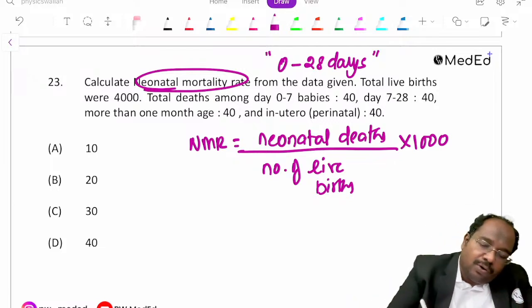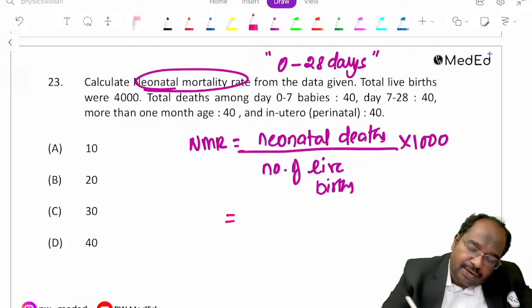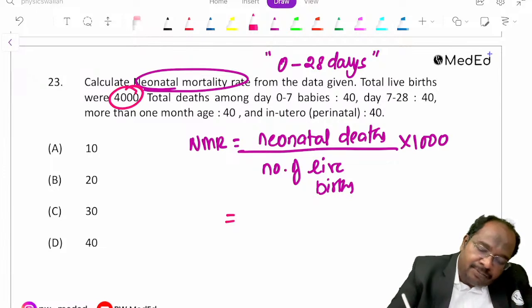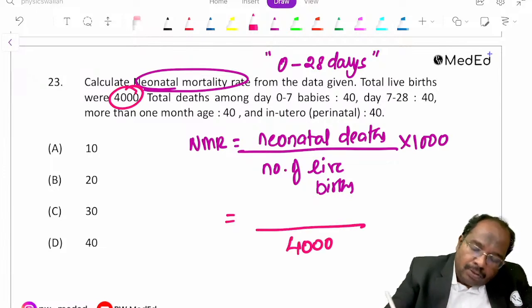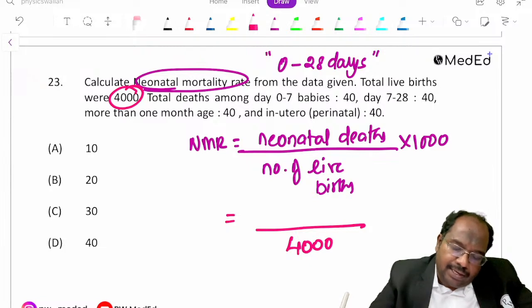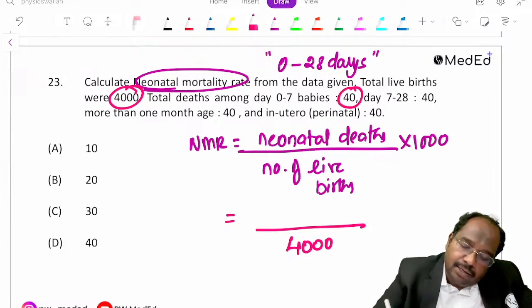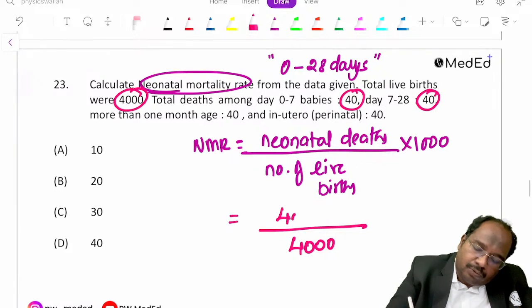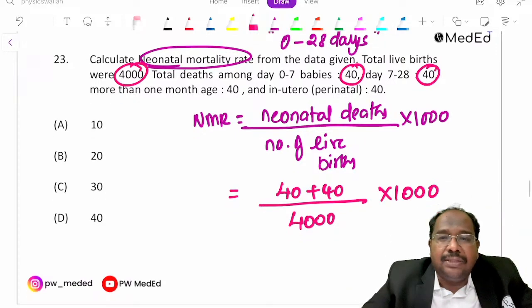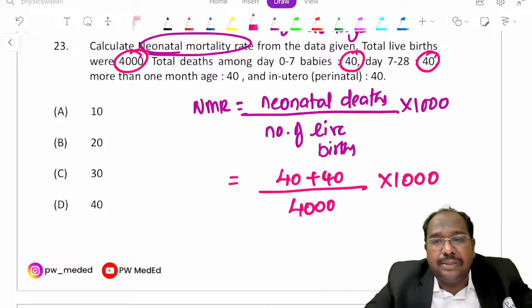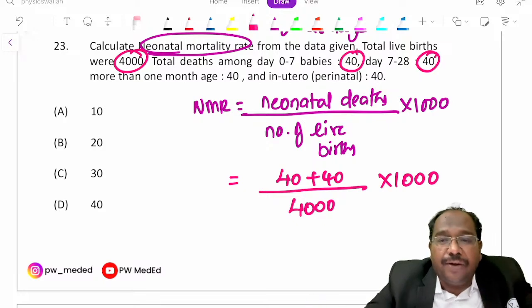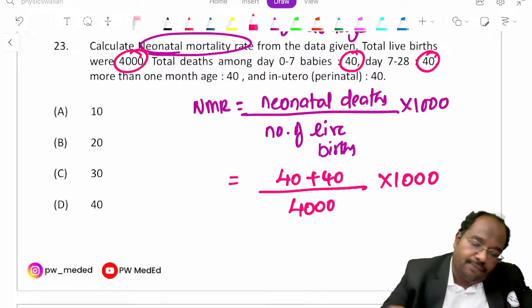Now, what is this neonatal deaths? Live births given is 4000. Total deaths 0 to 7 days is 40, and 7 to 28 days is 40. So 40 plus 40, multiplied by 1000. First you have to understand what neonatal deaths are. Neonatal period is 0 to 28 days. Post neonatal period is 29 days to 1 year. Infant deaths means 0 to 1 year.